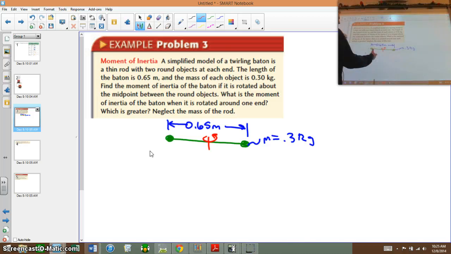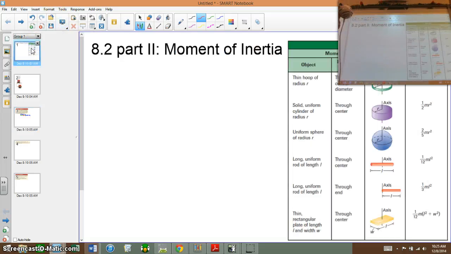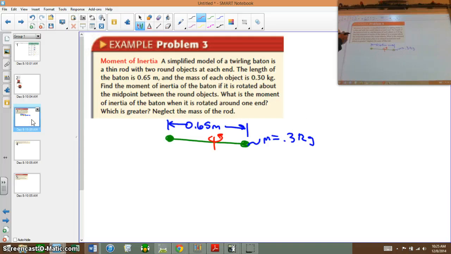So what we're going to do is first find the moment of inertia when you rotate around the center, and then find the moment of inertia when you rotate around the end. For the center, we're going to look back here and treat these as point masses. So we look up the moment of inertia for a point mass. It's this right here, mr squared. This is a point rotated around a single radius, so the moment of inertia is mr squared.